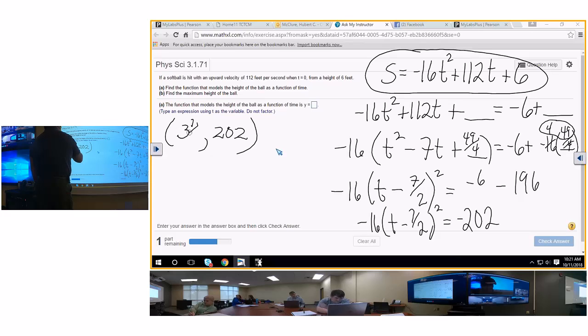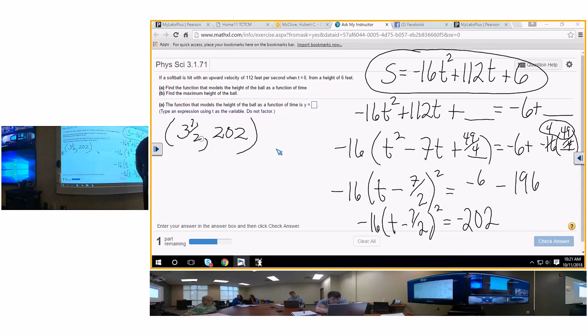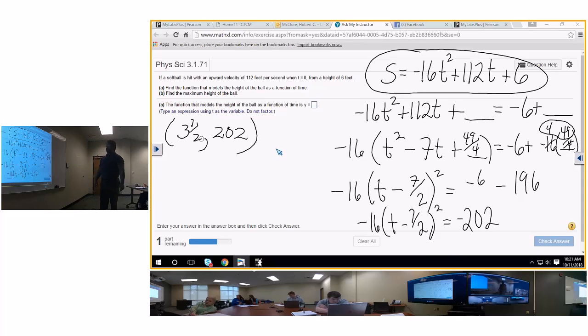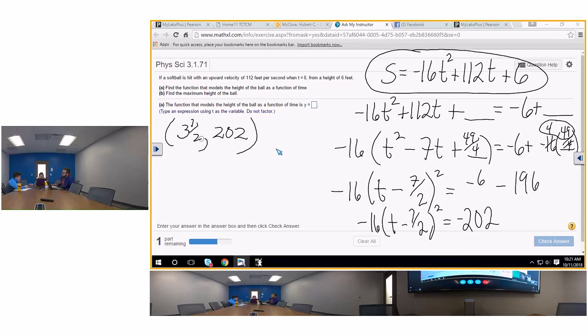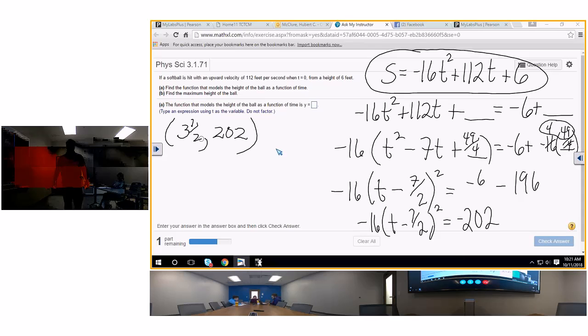3.5 seconds. So that's your vertex. Now, I want y'all to finish and solve because it does have x-intercepts, because what comes up must what? If you throw a ball up in the air, it's going to what? It's going to hit the ground. So all of these will have x-intercepts.